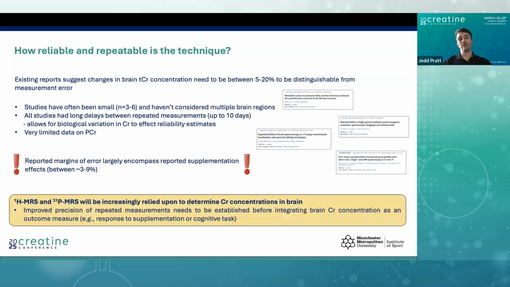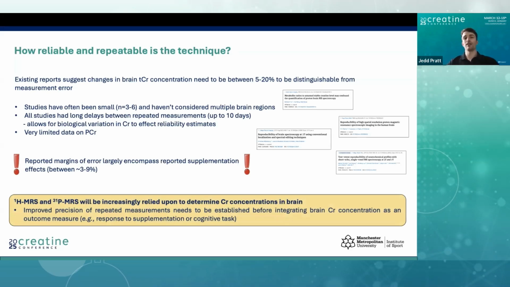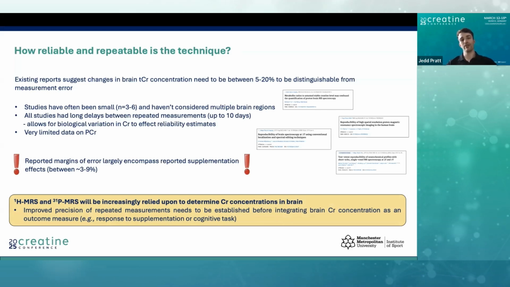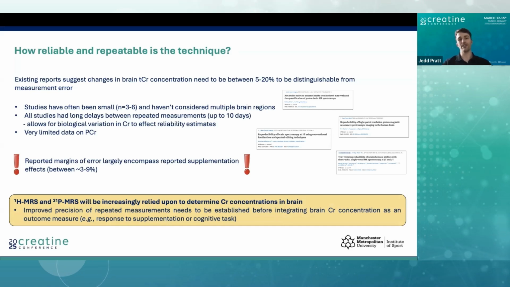And I suppose the importance of this is really because of the fact that these techniques are going to be used more. There's definitely growing interest in this field, and I expect it to continue to grow in years to come. And so there's going to be an increased demand on these techniques to actually measure brain creatine. So we really do need to identify how we can improve the precision of the measurement before we kind of leapfrog and jump into actually including brain creatine as an outcome. And so this is what we're going to focus on for the next 15, 20 minutes.